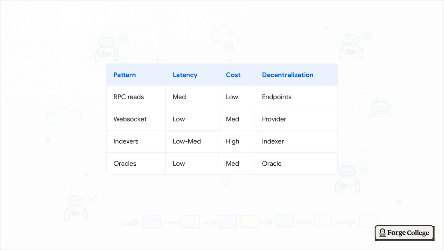Now, you'll notice each has its own operational cost and decentralization trade-offs. But here's the secret. Building a bulletproof agent isn't about picking just one of these. It's about using them all together to cross-reference the truth.